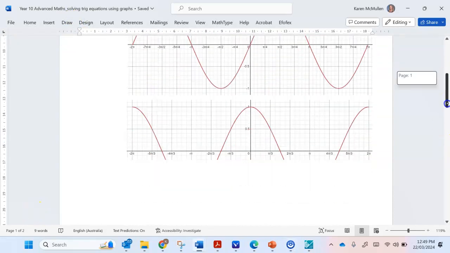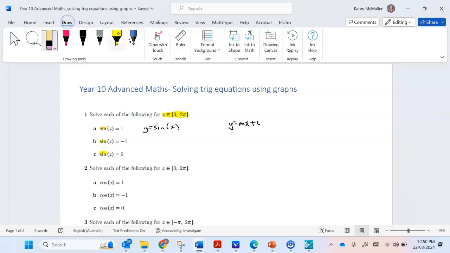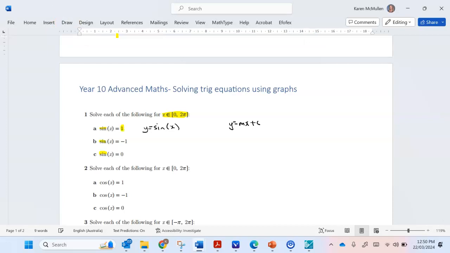All right, so the first question is asking us to find sine x equals y. Now, if I were to graph that, that's just y equals sine x. So all I've graphed is sine x, the graph of sine x. All right, we're used to seeing graphs like y equals mx plus c, which is a linear graph. Or we can have a parabola, which we haven't done the graphs of, so let me just not draw that one. So for these questions, our y is equal to 1.